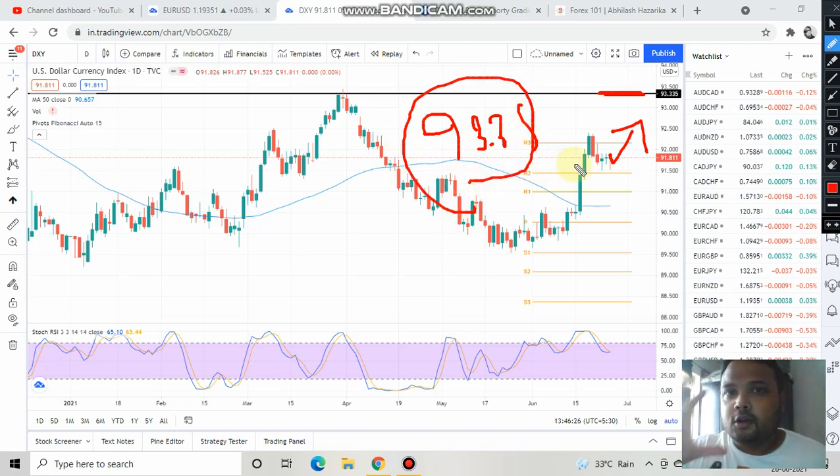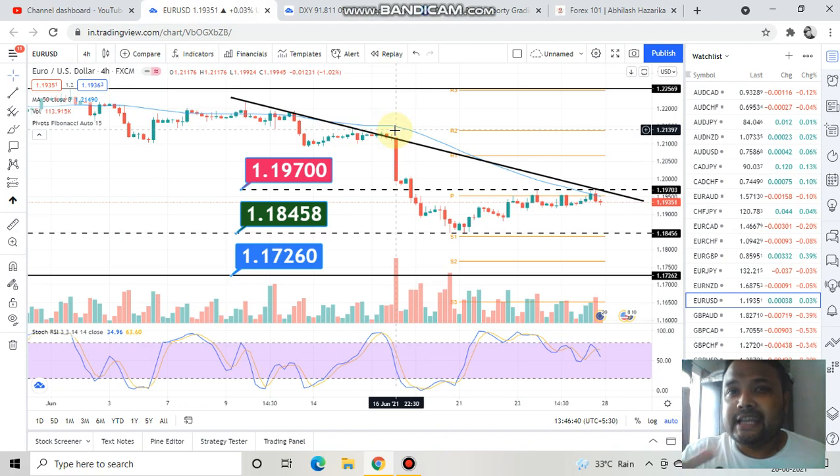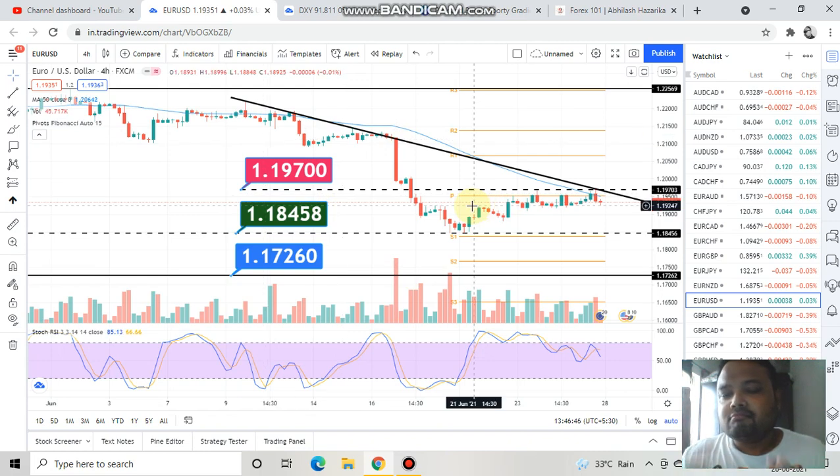Looking at the present chart formation of the US dollar, it seems that the US dollar will remain bullish and will be going up. And if the US dollar starts going upside, then the euro will fall. We have already seen on the euro USD chart that it has many resistances here. Looking at the present chart formation, the upside of the euro is very limited.